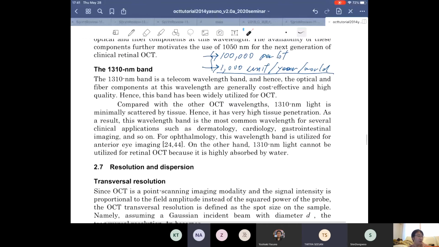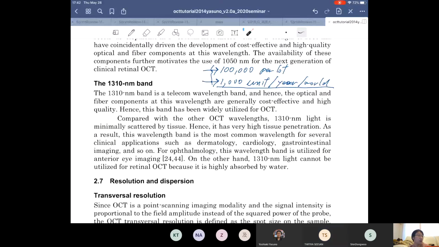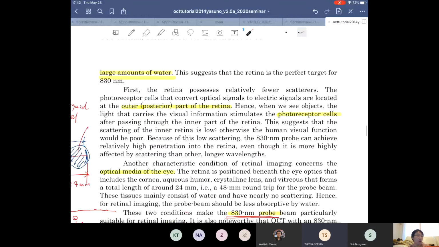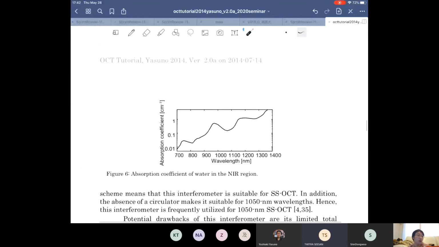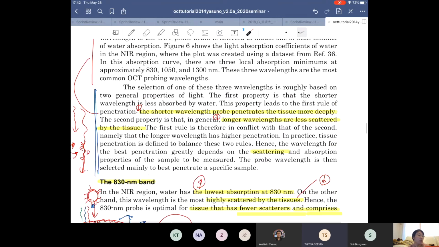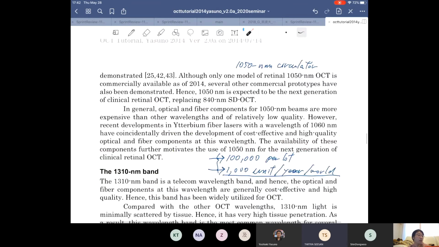Okay, so then let's go to the 1310 nanometer band. The 1310 nanometer band is a longer wavelength. The property of 1310 is the same tendency but more extreme than 1050. So the absorption is higher than 1050, but it is less affected by the scattering.